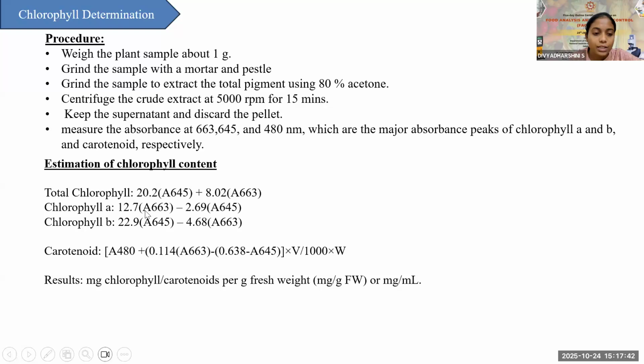Once we get the absorbance at 663 and 645, we will be substituting that in the formula, together with the 480 and the volume of extract, divided by 1000, yielding the results in mg per ml into weight. So we can display the results as mg chlorophyll or carotenoid per gram fresh weight, or mg per ml.